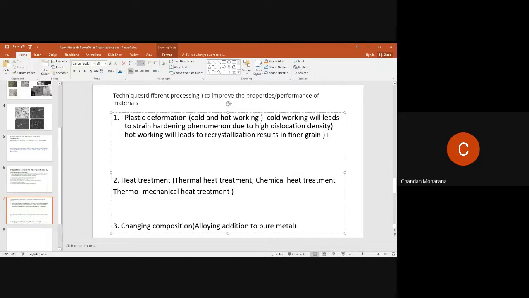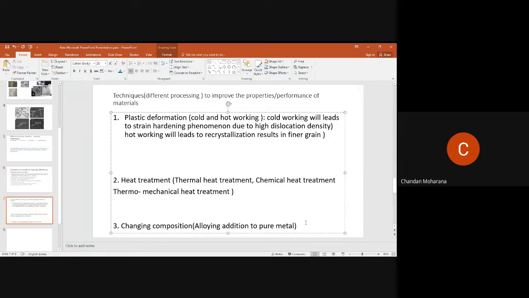So if you're talking about defects, then it brings ductility. But if you're talking about the size of the grain, it brings strength. You understood now? This is one of the ways. Second, the major one, next is changing the composition. If you change the composition of a pure metal, you can increase the properties. You can change the performance of a material.